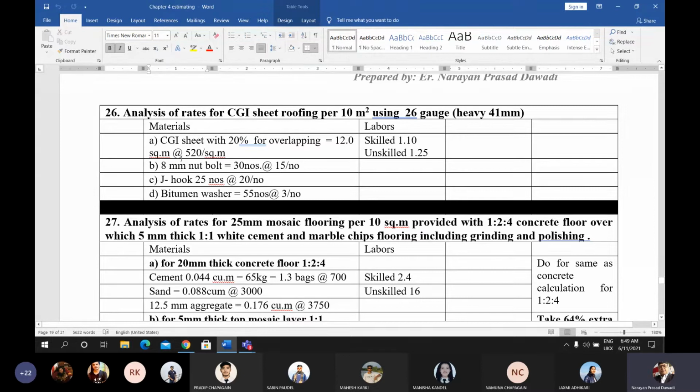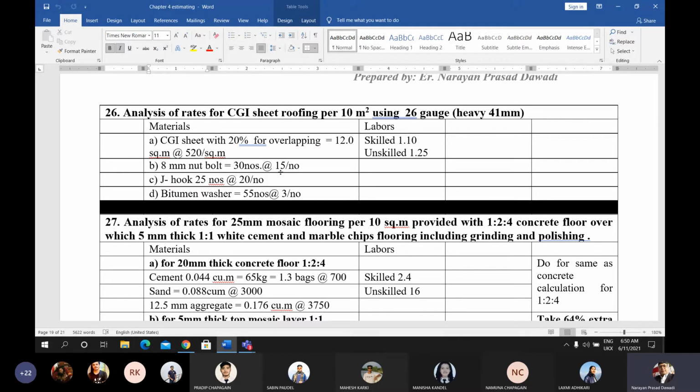12 square meters at the rate of 520 per square meter. The cost per square meter is 520 rupees. In a bundle of tin, there are 72 feet, and one CGI sheet's width is 2.5 feet. If you multiply 72 by 2.5 feet, you will get the total area of the sheet per bundle.